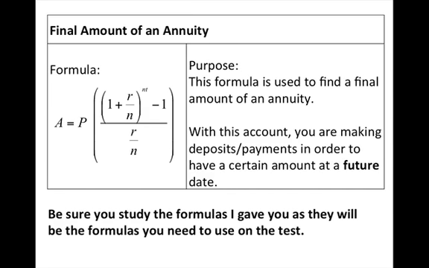Now be sure you study the formulas as I give them to you, because this is the way the formulas are going to appear on the quizzes and the test. Some books, even though the formula is the same, may use different variables or different letters. I told you in a previous lesson that I like to multiply the NT before I plug it into the formula. Some books take that NT and write it as a single variable, usually an I. So they would have 1 plus R over N to the I power. And some books even take the R over N and make it a single variable. So be sure you study the formulas that I'm giving you.